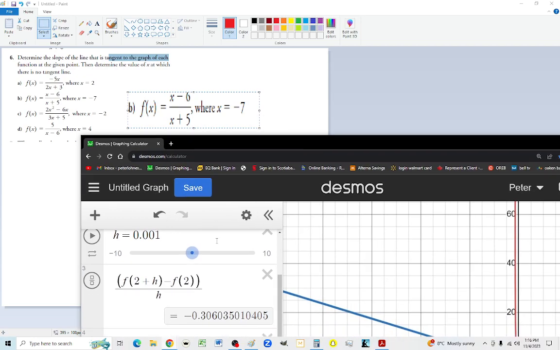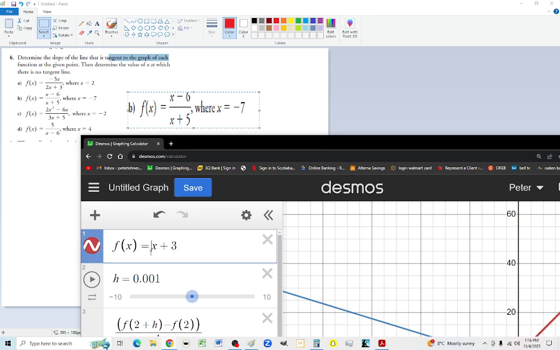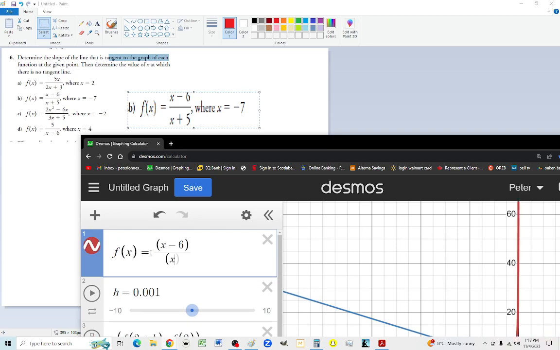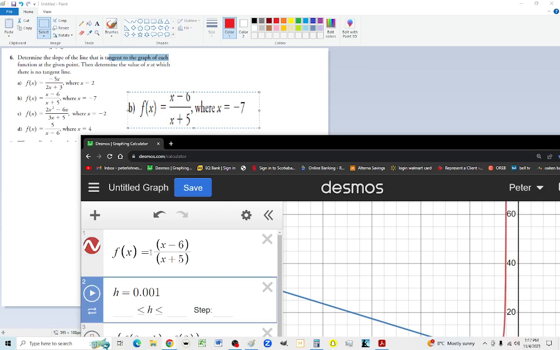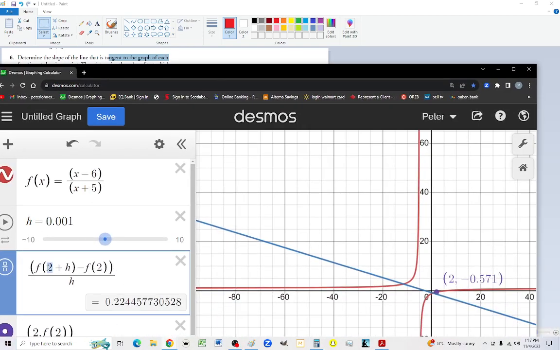We're going to put in this formula instead. Oh, I have negative. Well, it doesn't matter if I have negative or not. So I'm going to put in the correct formula here. This new formula is x minus 6 divided by x plus 5. We're going to keep the same h. And they're looking for when x is minus 7. So we're going to put minus 7 here and minus 7 here. And we'll instantly get the slope.